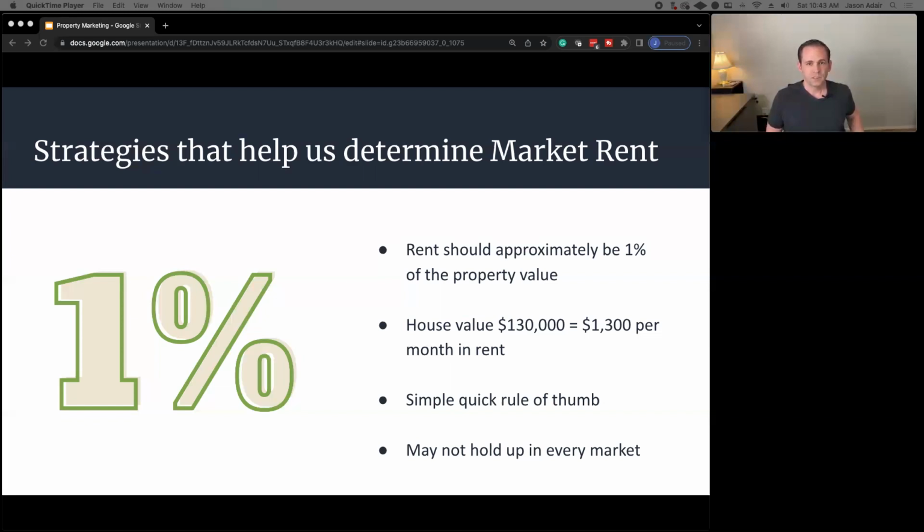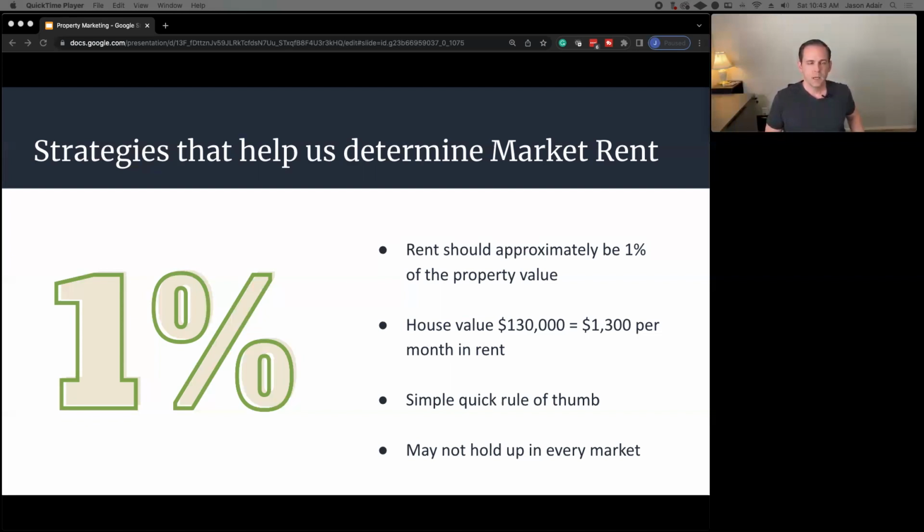This is when I'm scanning deals. This is where I'll use this. I'll take a look at what the price is and just real quickly think, okay, 1% rule, it should rent for somewhere around here. If it does this, does it make any sense at all? And if it's absolutely not, then I just keep on looking through the deals.